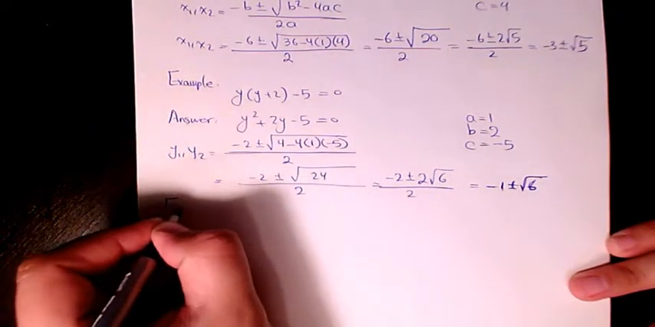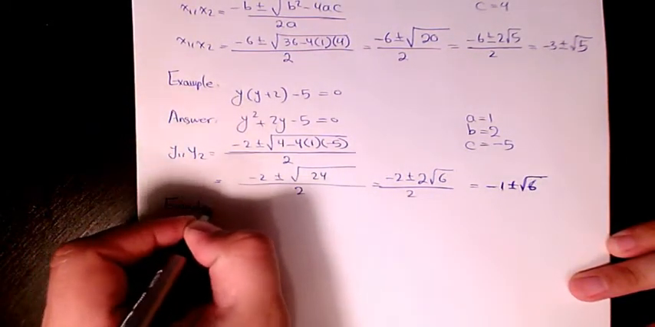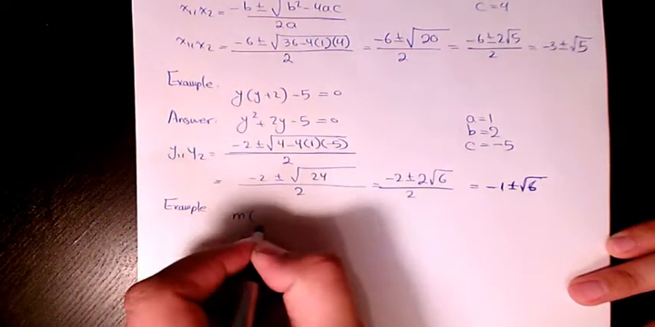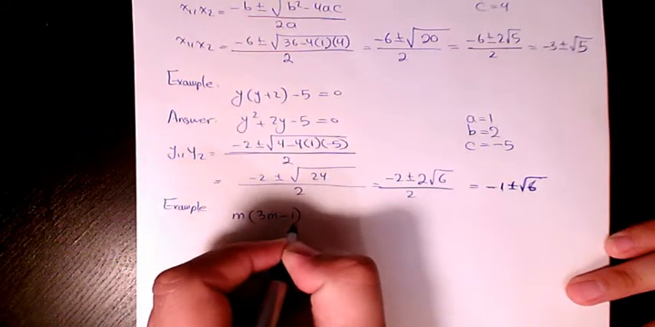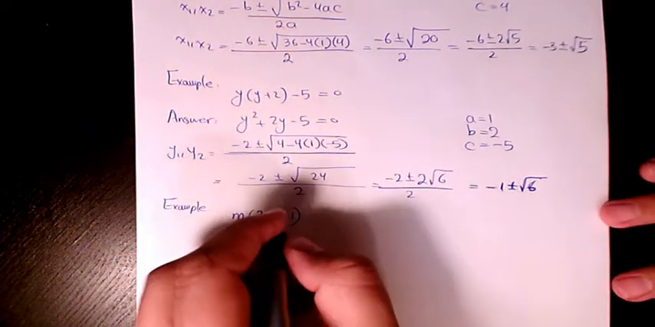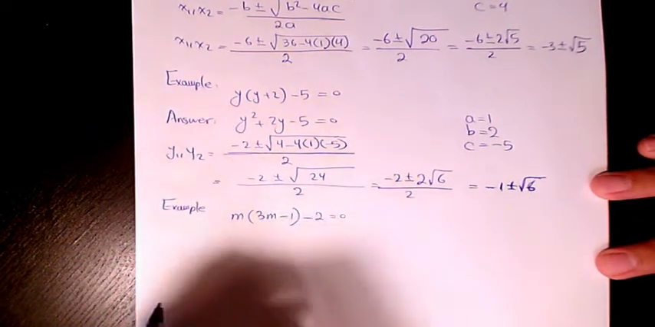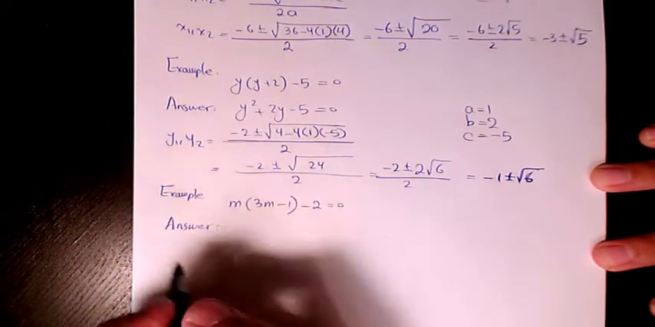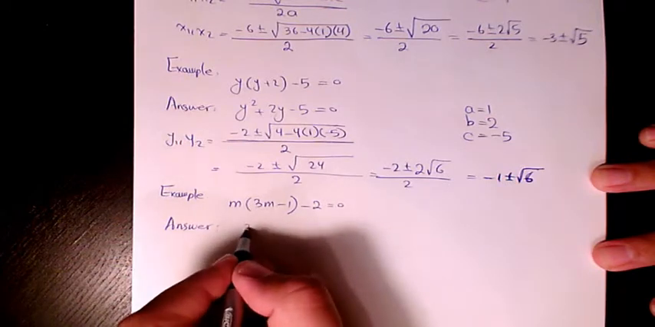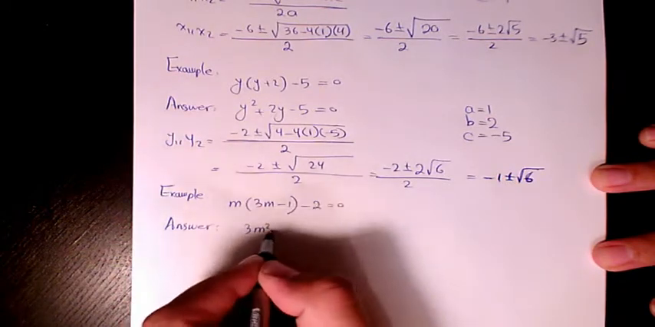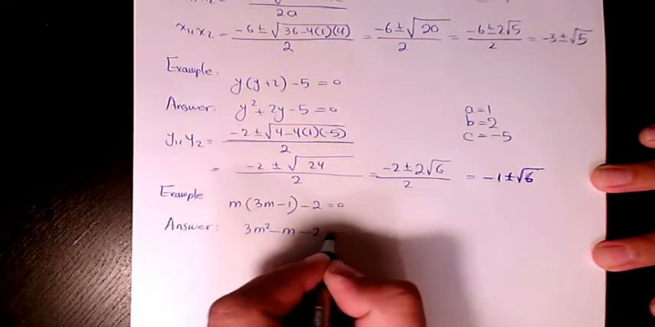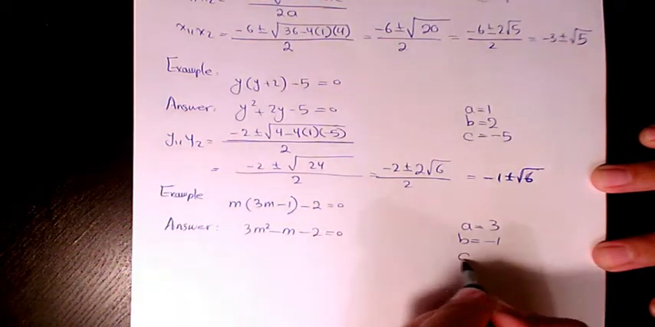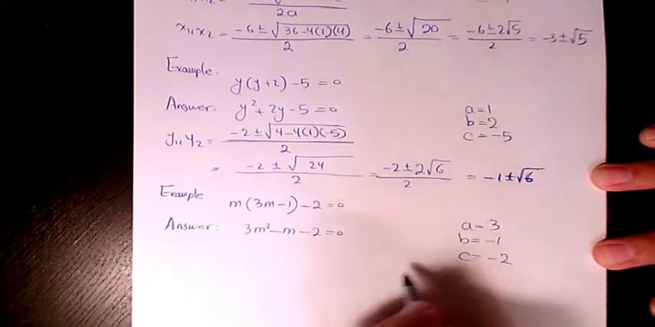Next example, I have m times (3m minus 1) minus 2 equals 0. Answer here, I expand it first. m times 3m, 3m squared. m times negative 1, negative m, minus 2. So a is 3, b is negative 1, c is negative 2.